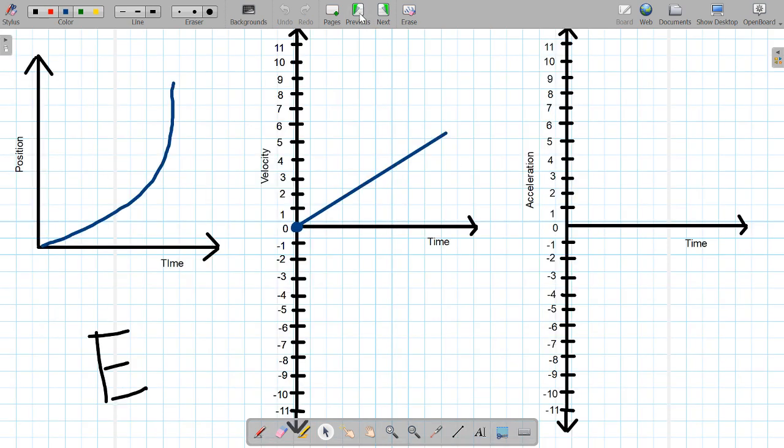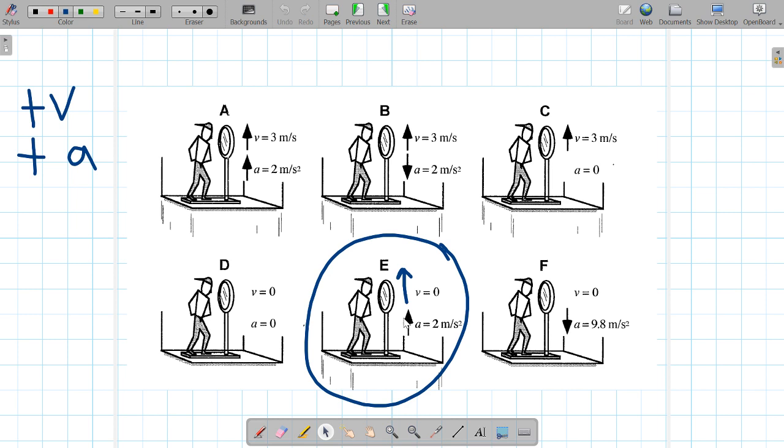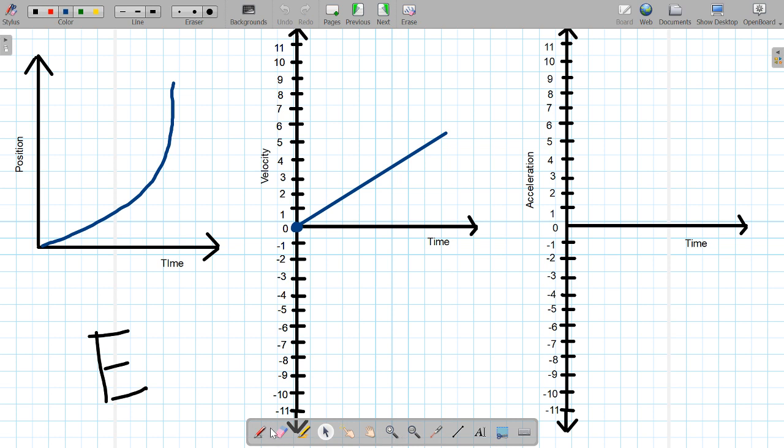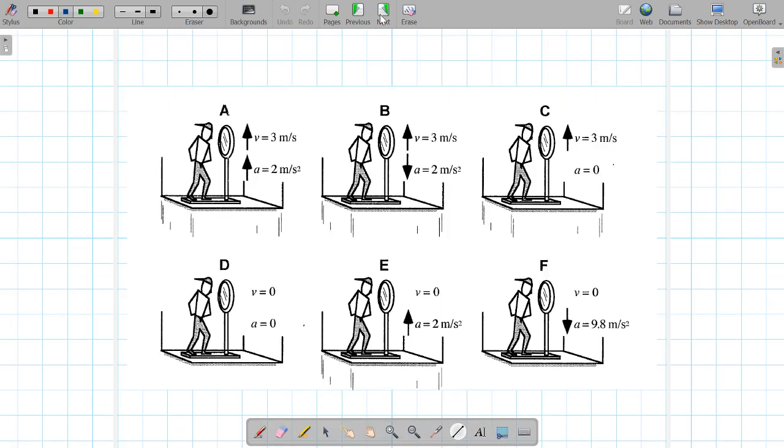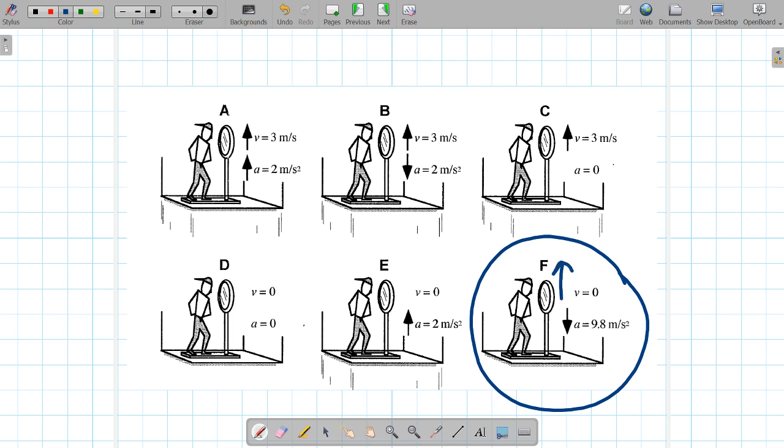Okay, if you come over here, I see that my acceleration here is positive 2 meters per second squared. So I'm going to come over here and do a straight line through positive 2 meters per second squared. Okay, and those are my graphs for situation E. Lastly, let's look at situation F here. So once again, I'm going to draw a positive velocity to show that I was moving upward in every instance shown.